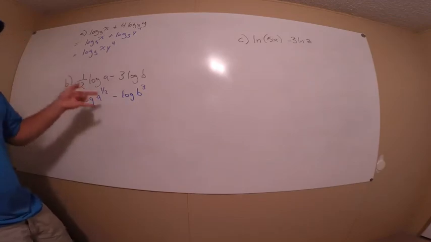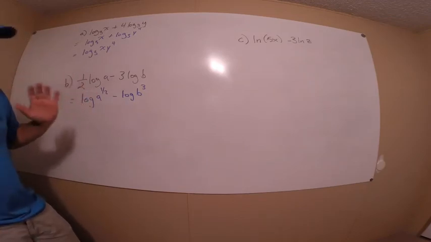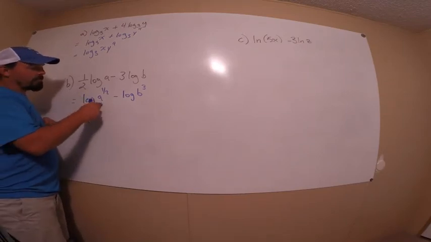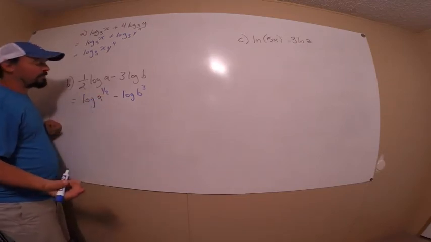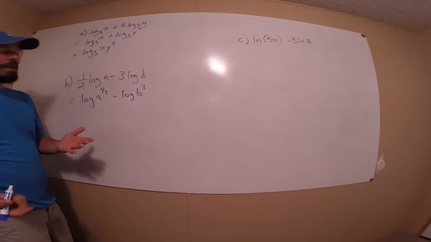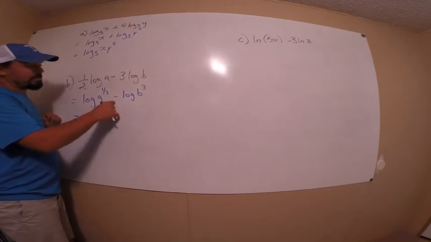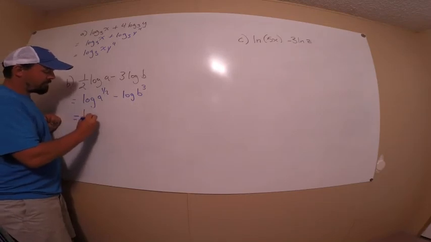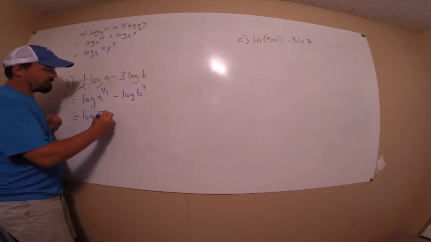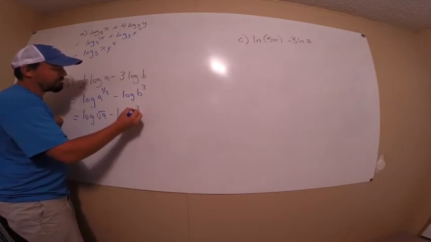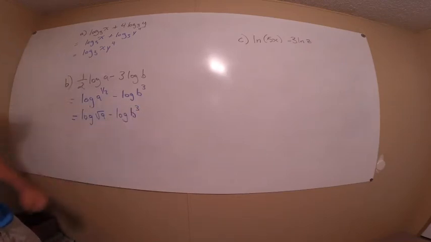Now, there's a couple ways you can do this, so if you choose a different route, as long as you get the same final answer I've got, that's fine. I'm going to rewrite this a to the 1/2 as the square root of a. A to the 1/2 and the square root of a are the same thing. So I'm going to do that in my next step. It's really not that big of a deal. If you leave it as a to the 1/2, it's not a huge deal. But I'm going to write it as square root of a.